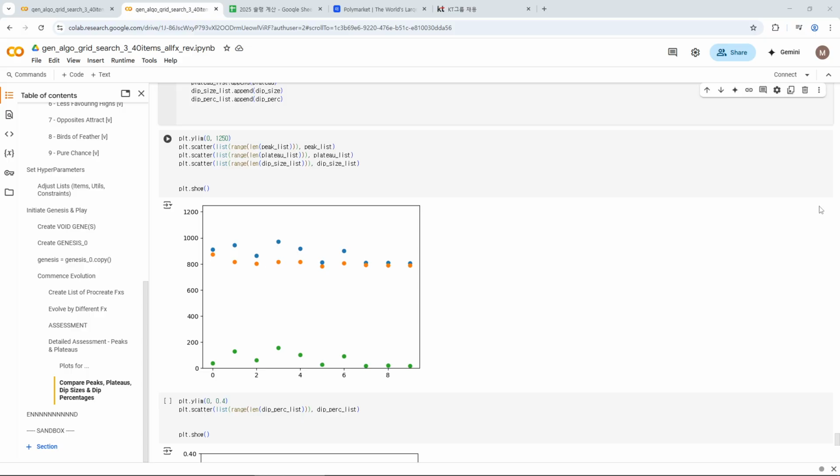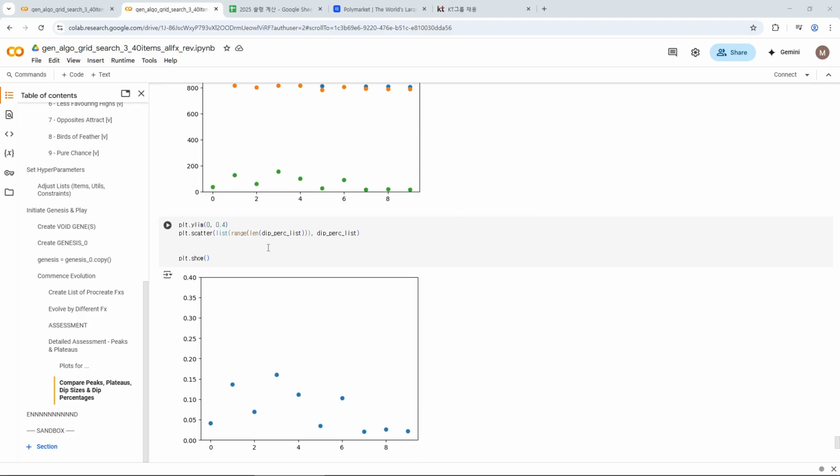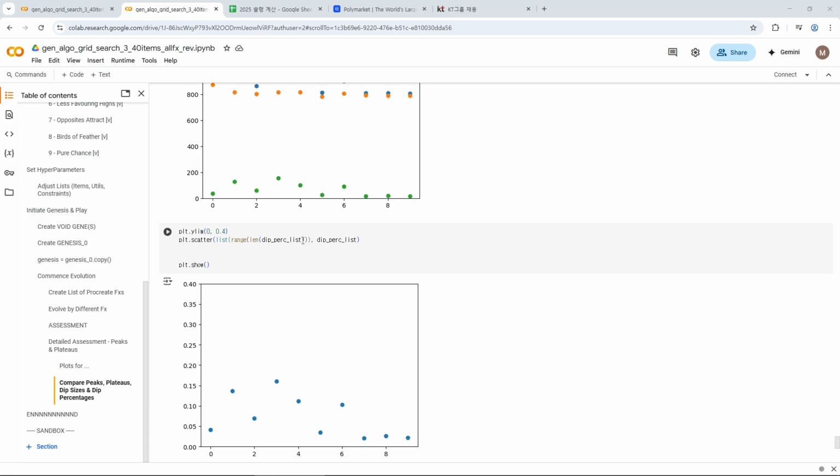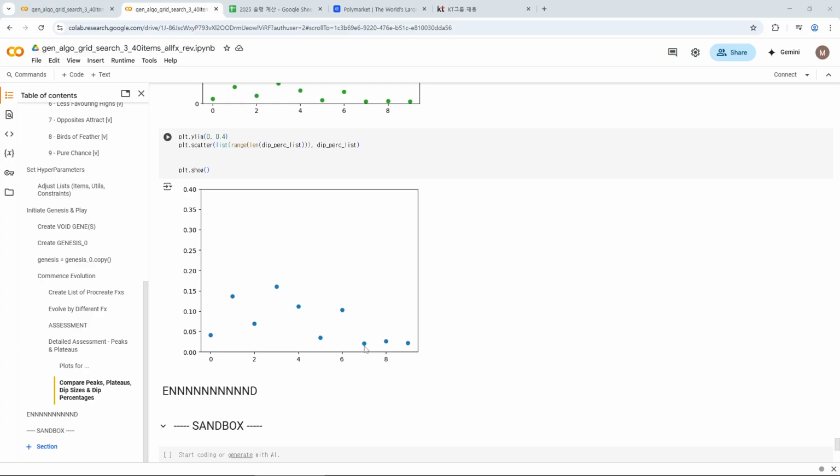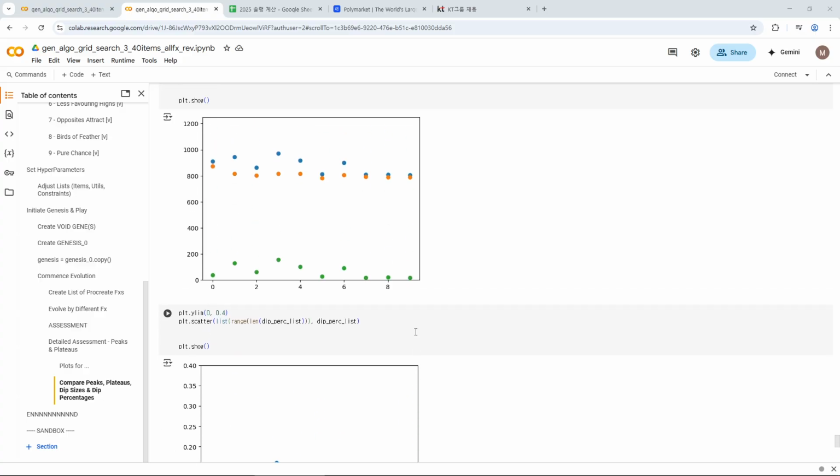Here I have a plot, a scatter plot, where I can see the peaks and the plateaus and the dip sizes in one view, and the next plot is for the dip percentage. So this is the first one, second one, third one, all the way to the 10th one, the last one. And as we've seen, the last 3 procreate functions are very similar, also in terms of dip size and dip percentages.